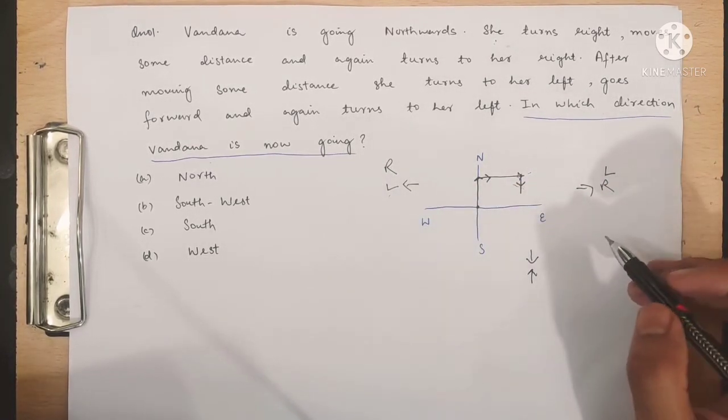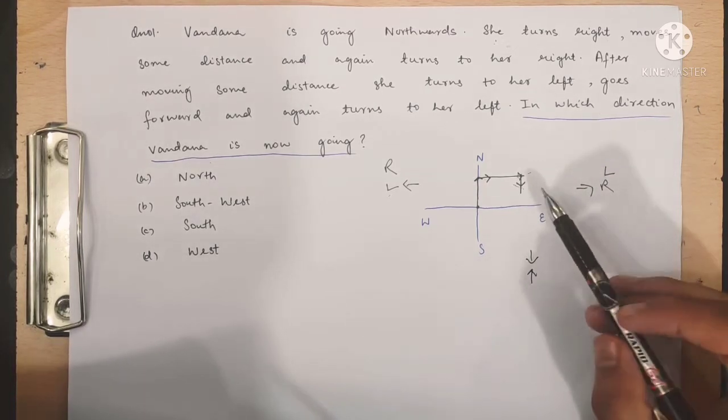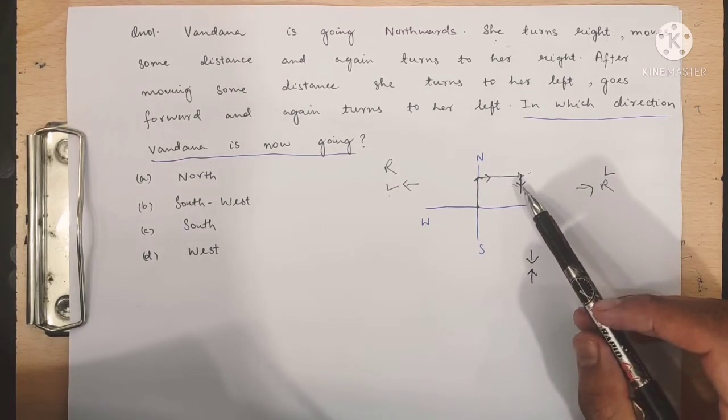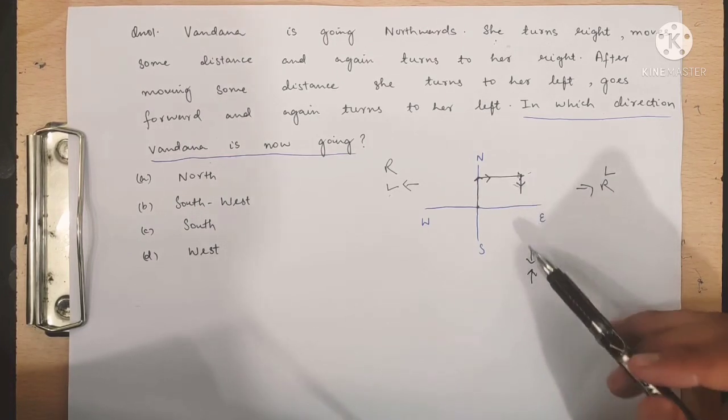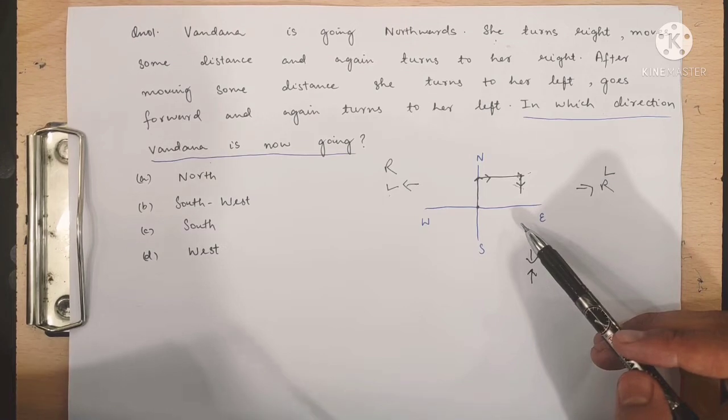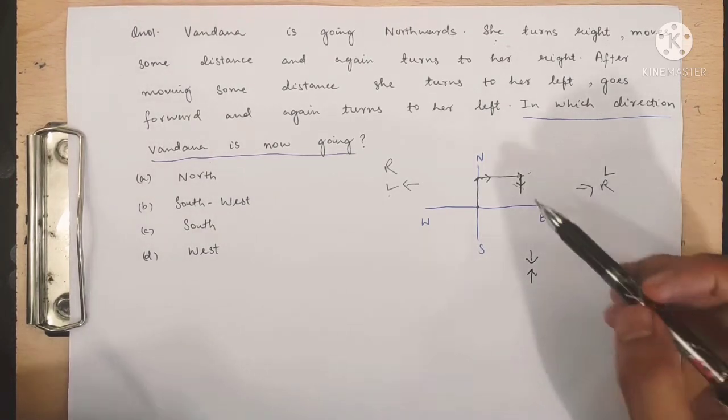So this is the main concept. How are you going to solve these questions? You just imagine yourself in place of Vandana. Just keep yourself here and face in your mind towards which direction? Towards the south, towards this. Then you will clearly find which is your left and which is your right.